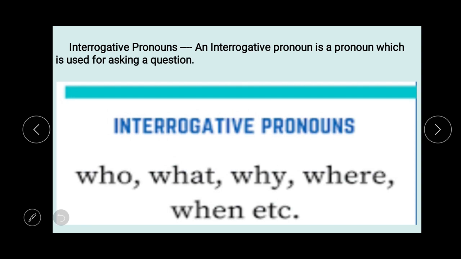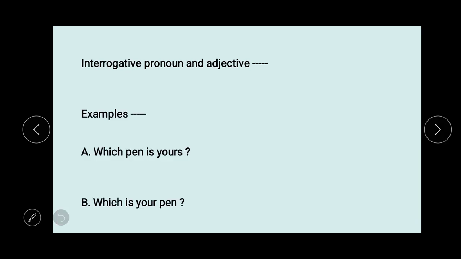Now, students, interrogative pronouns and interrogative adjectives look the same. In such a situation you will get confused about what are the interrogative pronouns and what are the interrogative adjectives. This is the main topic to discuss now about this definition of the interrogative pronoun. So let me first have a discussion on the interrogative pronouns and adjectives.